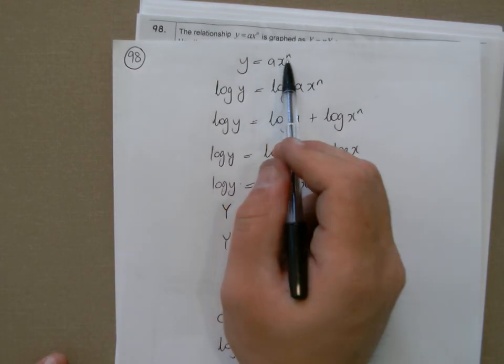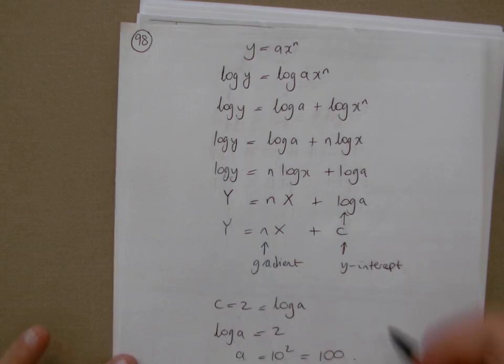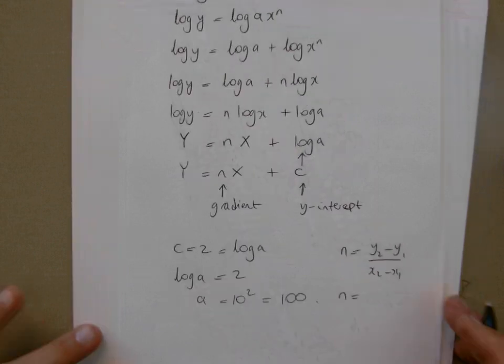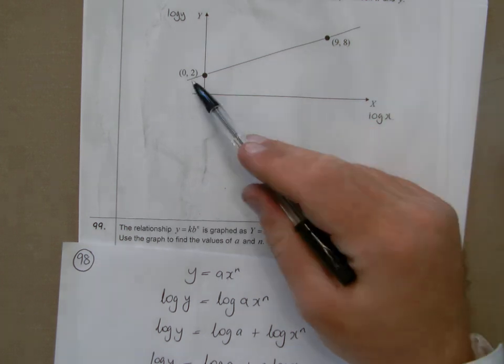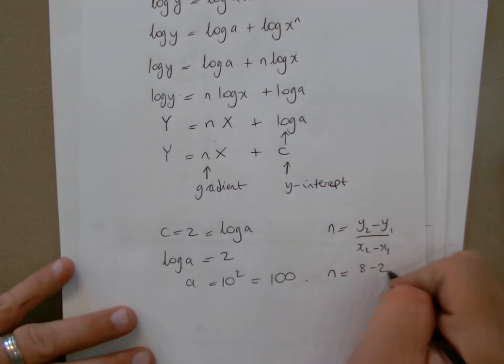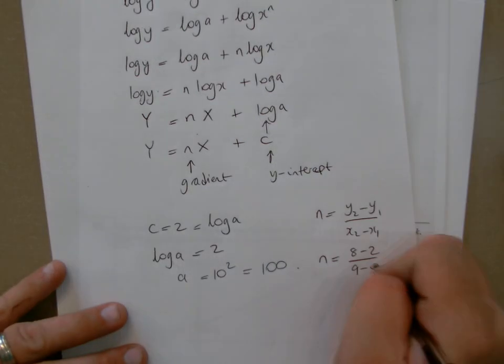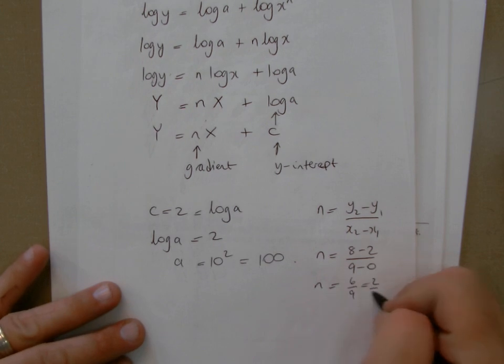I also need to work out what n is. n follows the format y equals mx plus c, so n would be the gradient. To get the gradient, I do y2 minus y1 over x2 minus x1. Looking at this, my y2 is 8 and my y1 is 2, so 8 take away 2. My x2 is 9 and my x1 is 0, so 9 take away 0. Working that out, I get 6 on the top and 9 on the bottom, so that's 2/3.